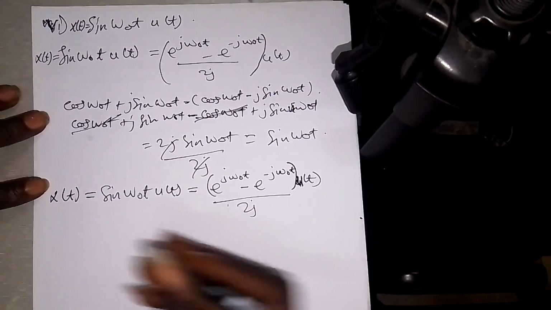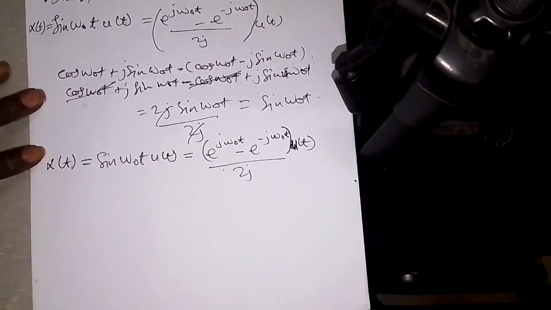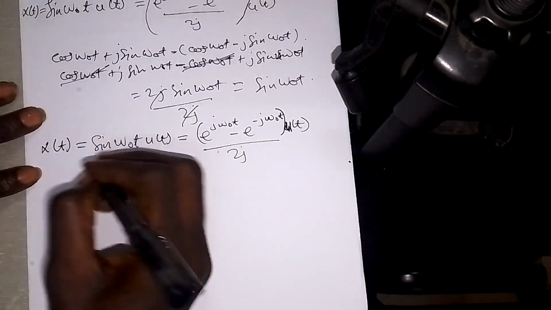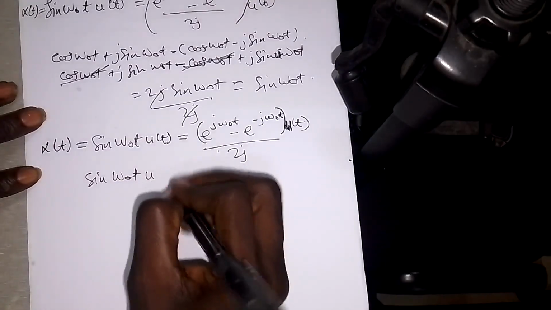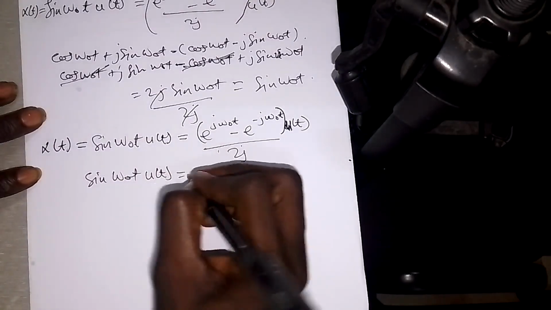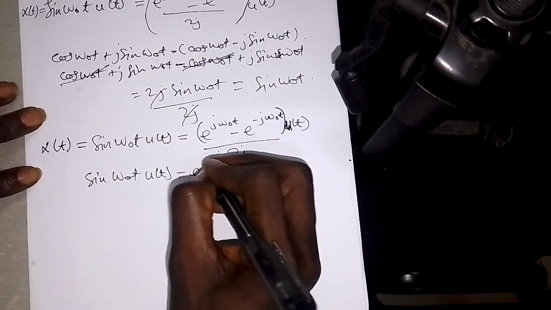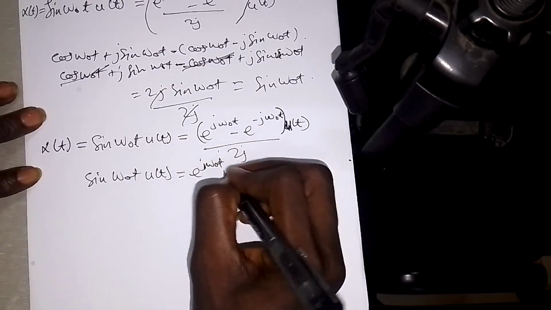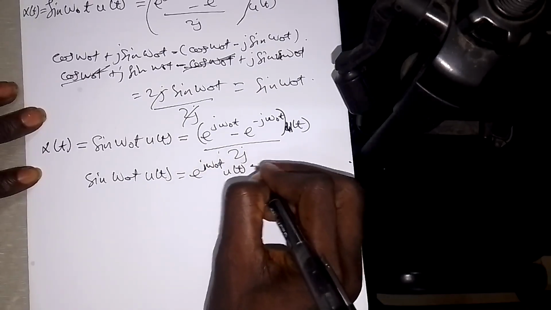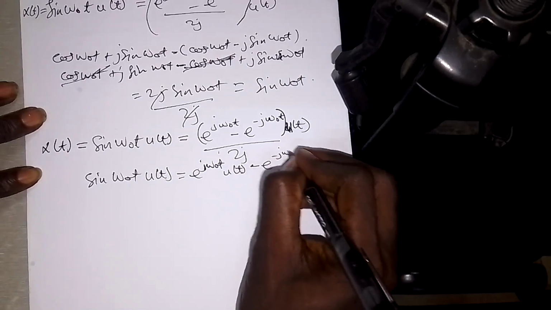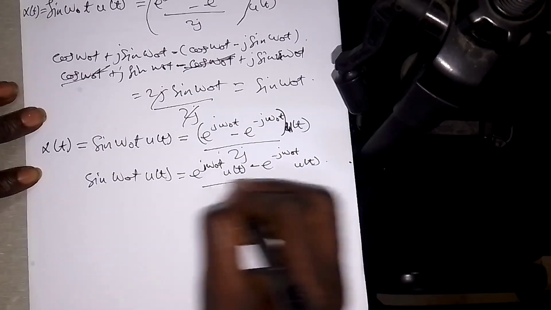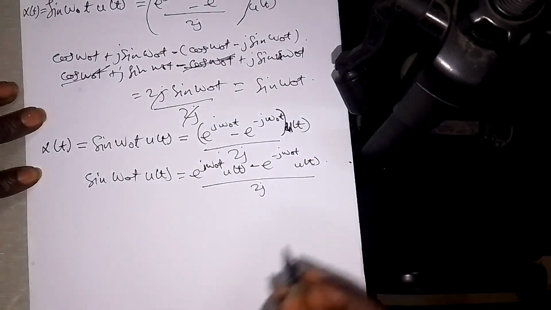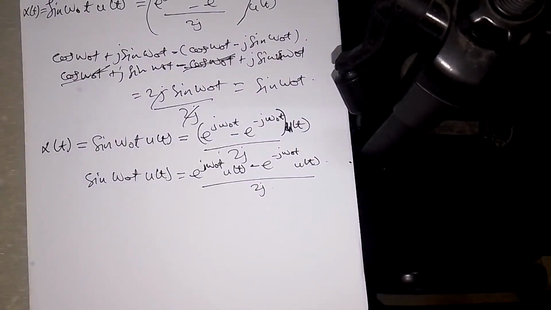So if we expand this one, then we're going to get sine omega naught t into u of t is equal to e to the j omega naught t into u of t, minus e to the minus j omega naught t into u of t, all over 2j. Okay, so this is what I'm going to get.